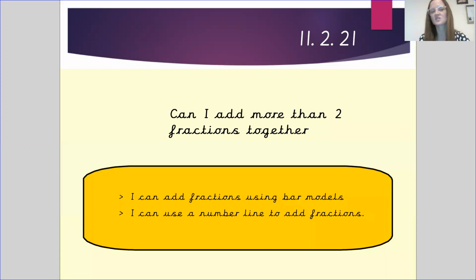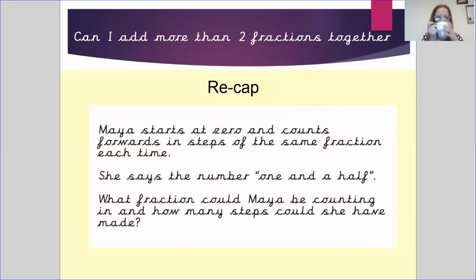So as mentioned, today we're going to be adding two fractions together, or more than two fractions together. So as a recap, look at this question. Maya starts at 0 and counts forward in steps of the same fraction each time. She says the number 1 1/2. What fraction could Maya be counting in, and how many steps could she have made?